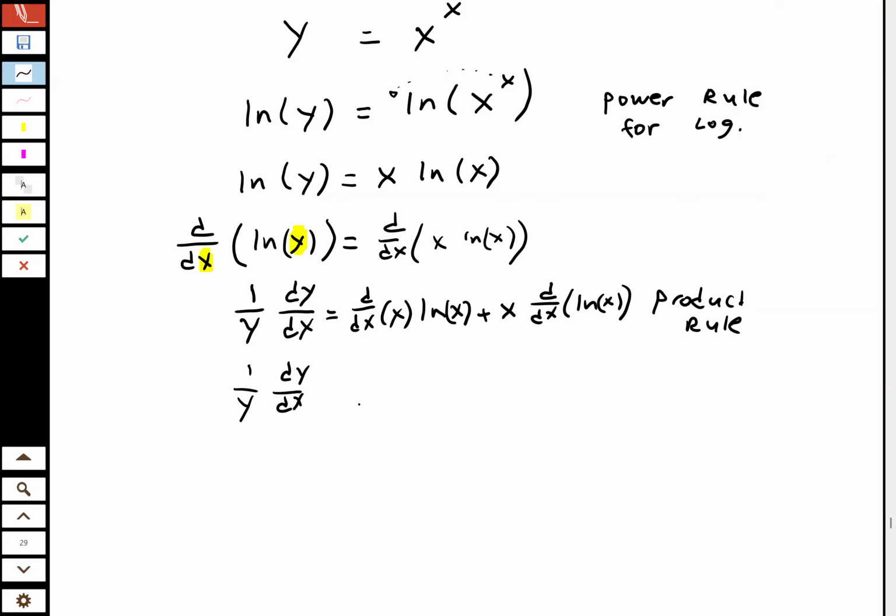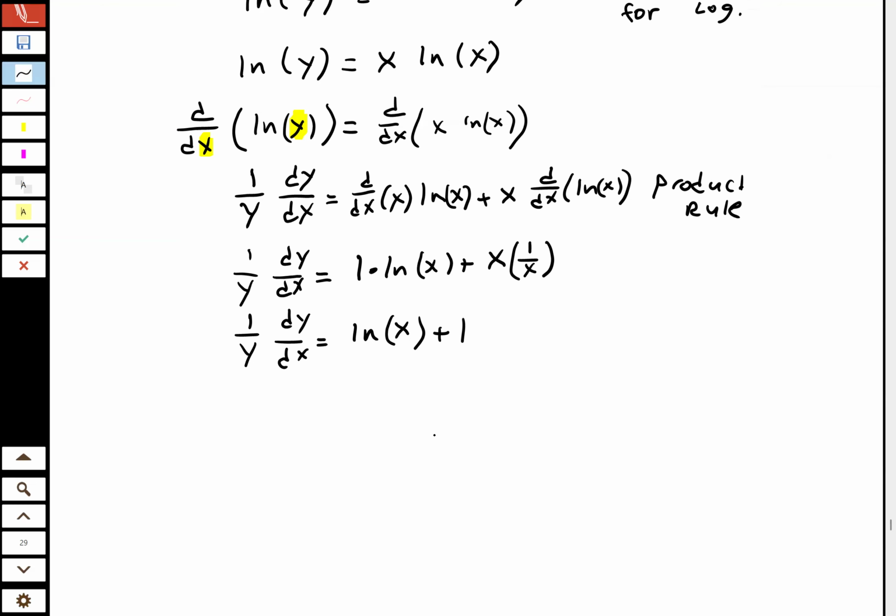Let's take some derivatives. The derivative of x with respect to x is 1, so I have 1 times ln of x. The derivative of ln of x is 1 over x. One times ln of x is ln of x, and x divided by x is 1.